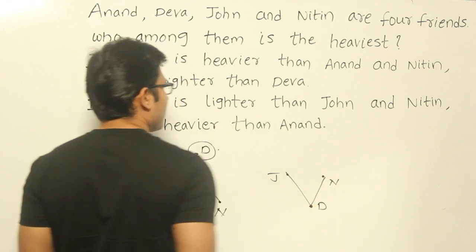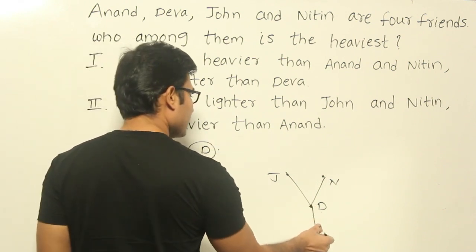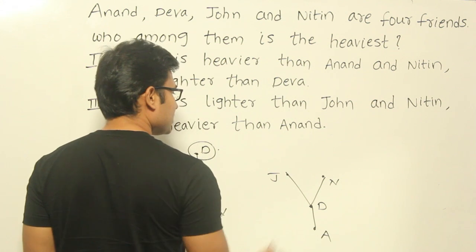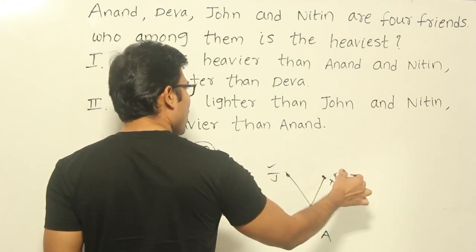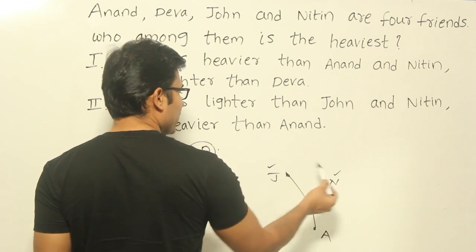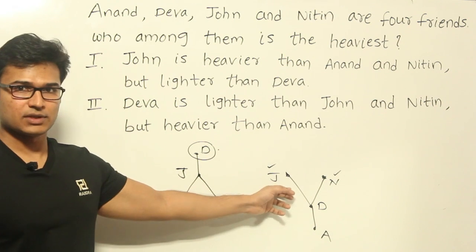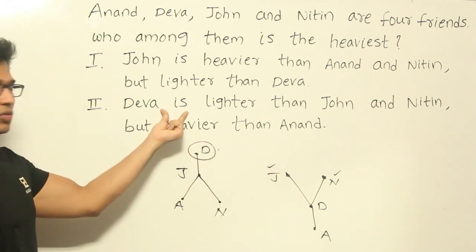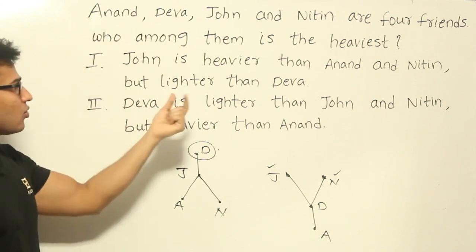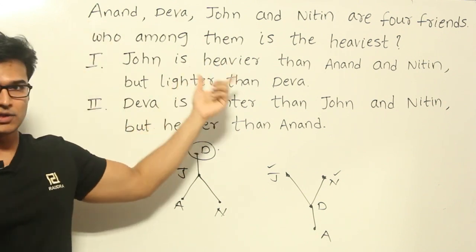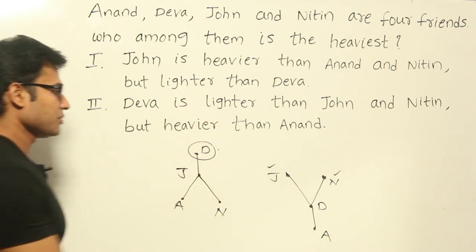Okay? But heavier than Anand, which means Deva is heavier than Anand, right? Now if you observe this, the heaviest one could either be John or Nitin, but we don't know the relation between them, so we cannot come to a conclusion using this one. So information given in 2 will not be able to help us in solving the question. Therefore only the information given in 1 is sufficient in order to answer the question, but not the information given in 2, and so the option is 1.